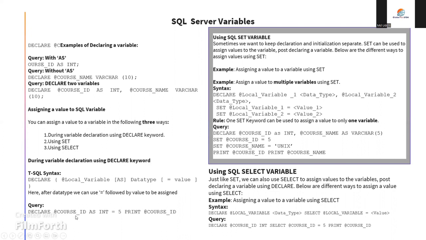So DECLARE course ID, which is our local variable, right? AS data type, as integer, right? As data type, we're defining what kind of data type I'm using. So instead of using course ID as integer and then course name as VARCHAR separately, I'm using them together here to define what kind of data type it will be. Clear? And then I'm printing the course ID, which will give me course ID equal to 5.